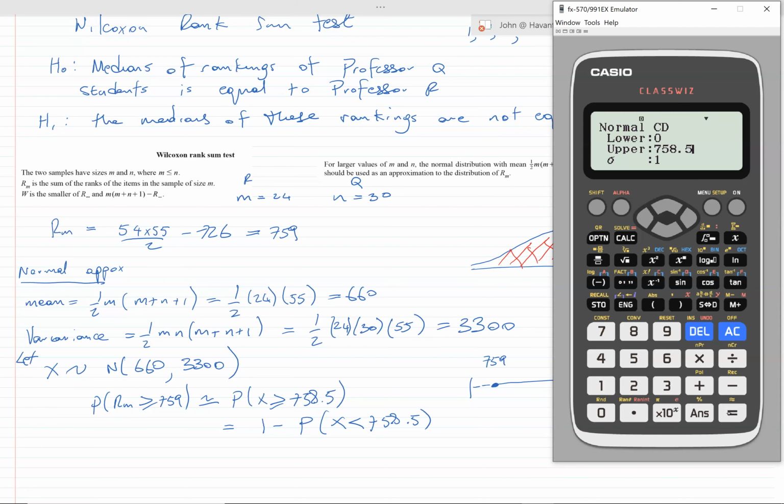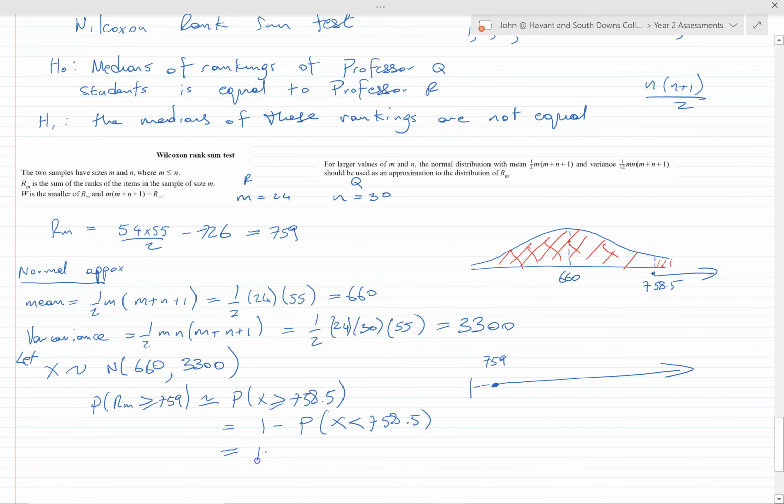The standard deviation that we're dealing with, you can put the square root figure in your calculator. It will deal with it whilst you're working with this function, so that's the square root of 3,300. And the mean is equal to 660. And so we have the number 0.9568. So 1 minus 0.9568, which is equal to 0.032.